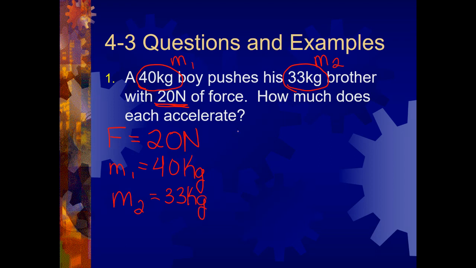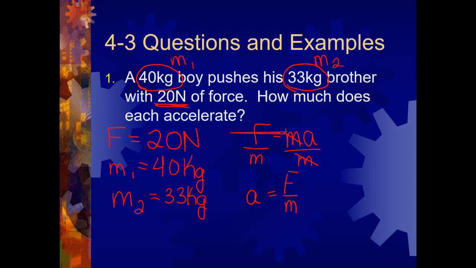Now, to get the accelerations, we have to use Newton's second law of motion. Force equals mass times acceleration. I don't know why the screen did that little weird thing there, but that's all right. Divide both sides by the mass to get the acceleration by itself. Acceleration is the force divided by the mass.